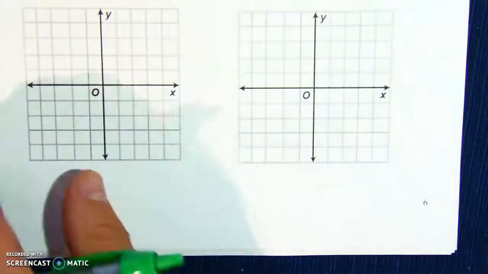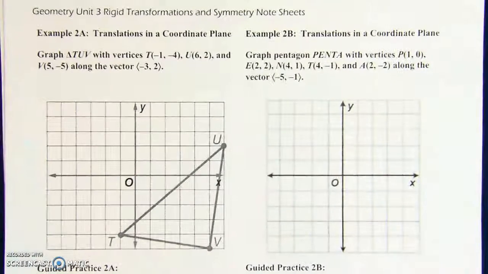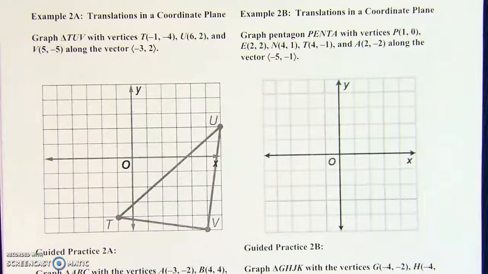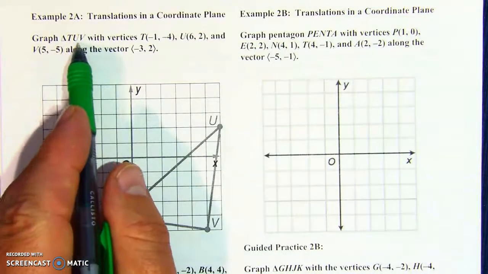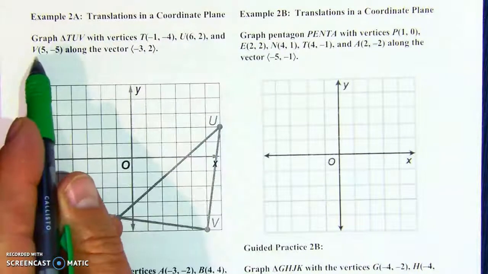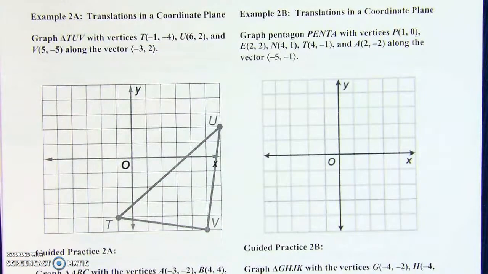We're on page 6 of our guided notes. We're going to do the exact same thing here. I'm going to give a couple examples, and then I'm going to have you practice as well. So here's our scenario. We want to graph triangle TUV with vertices, and that's what we have already. And then we want to use a vector of negative 3 and 2. What I like to do is graph it first and then give the coordinate points, because that's what they're going to ask you to do.